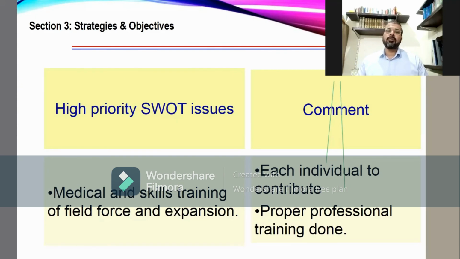But you may not be having any weakness in the product or its price; your weakness can be your field force, if it is not well trained. So what you plan is medical and skill training for the field force. Or if you are having a small number of representatives and the competitor is having a high number of representatives, their reach to doctors throughout Pakistan is high, so you may need to increase the number. Okay, so then your plan about that is mentioned.